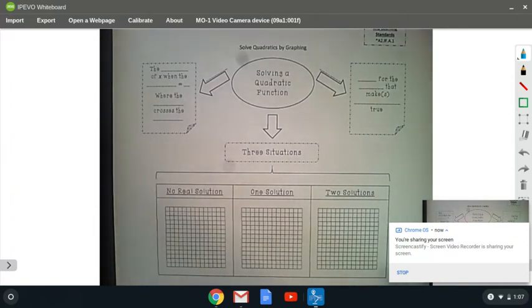Okay. So today we're starting with solving quadratics. Now, if you did well last unit, if you did well the last two units, this unit is going to be pretty easy for you because it's really just adding on to what we've already learned.